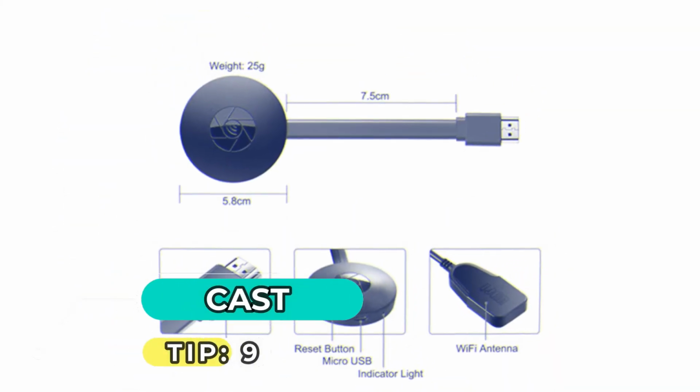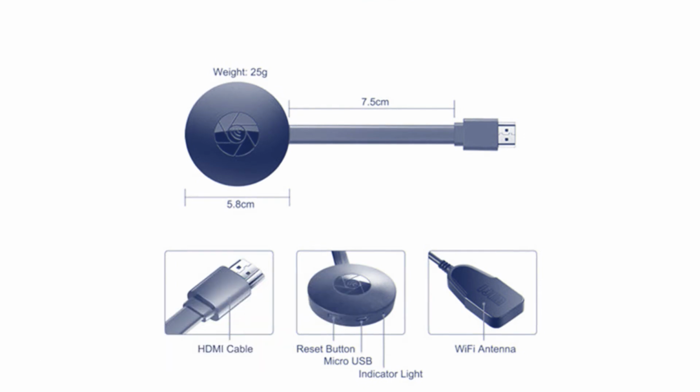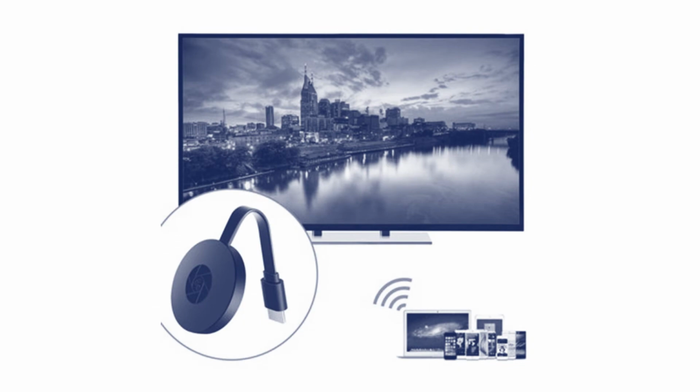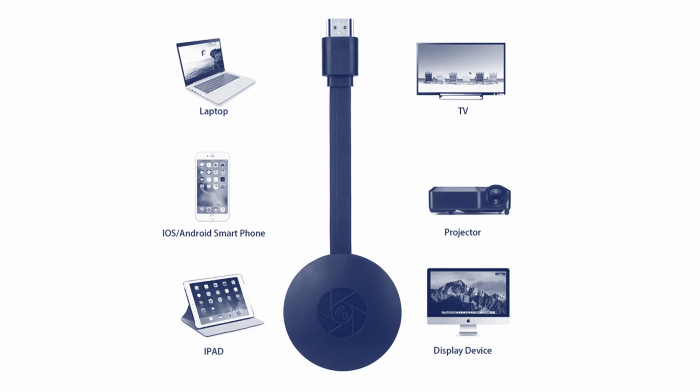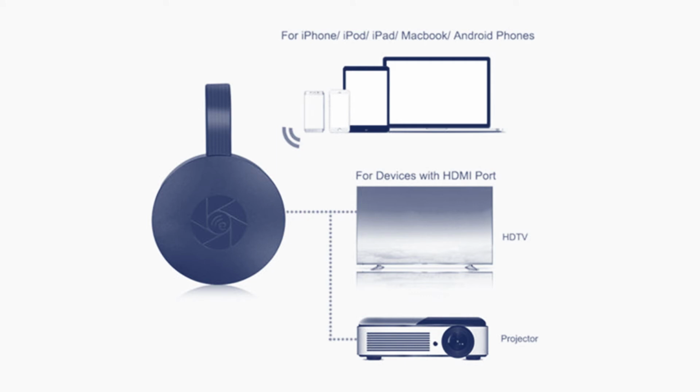Tip number 9. You can cast your Chrome screen to your Chromecast device. For your information, Chromecast is a family of dongles for your TV, connecting to its HDMI port to add smart functions. Chromecast connects to your home network and can be controlled with your smartphone.